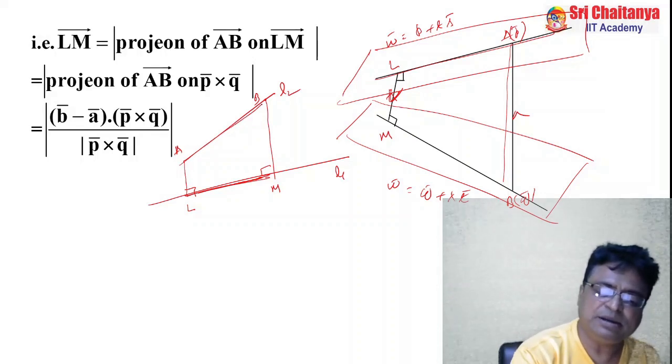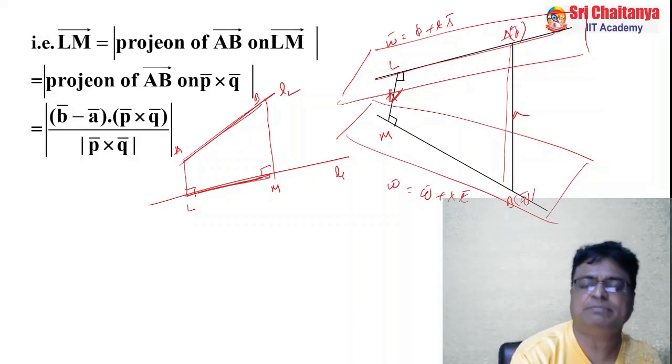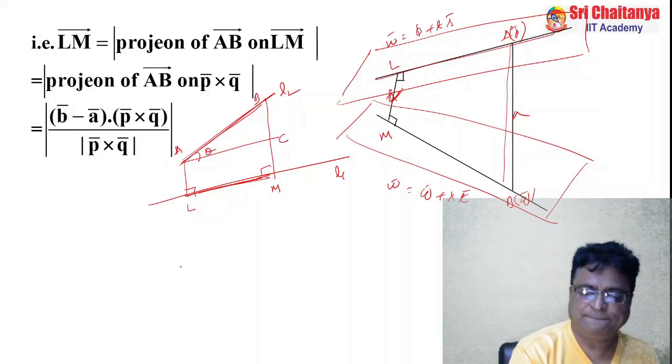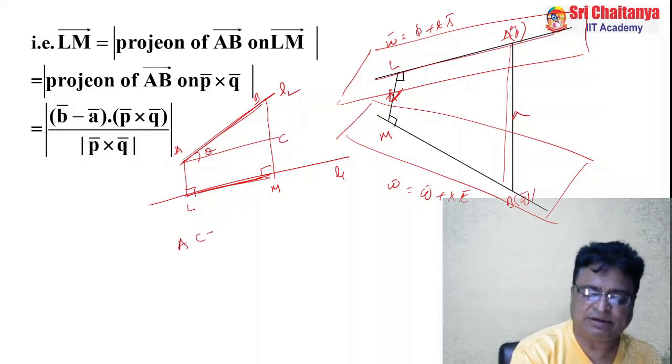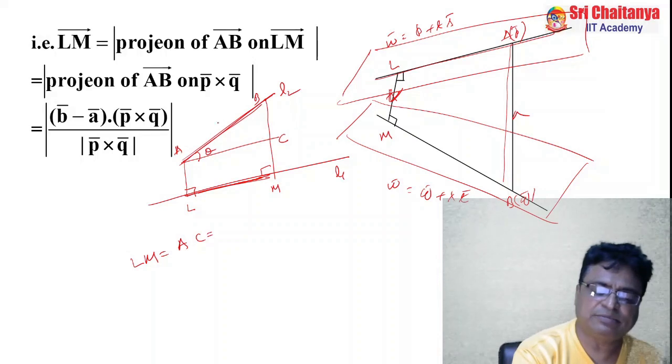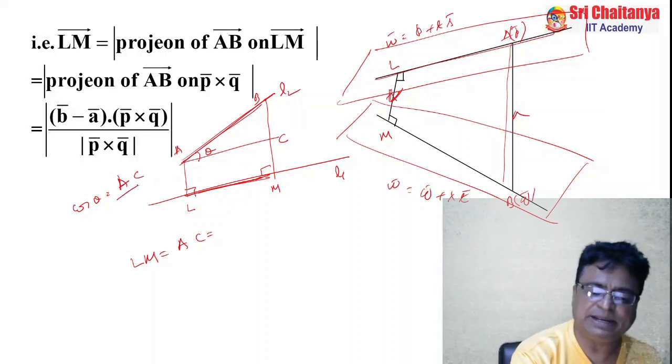Projection of AB on LM. How to calculate this? You draw a line parallel to this one, let the angle be theta, and suppose this is AC. So AC is nothing but LM from the diagram. What is cos theta from the diagram? Suppose cos theta is equal to AL by AB, from this diagram.